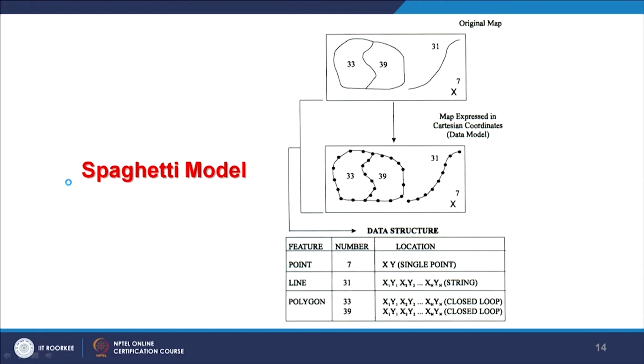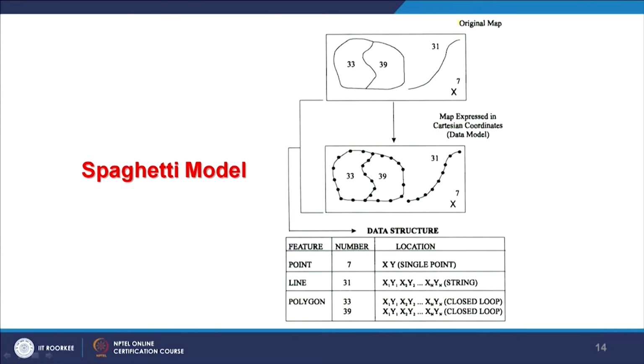So, the spaghetti model is basically a non-topological model, or we put it in the category of path topological model, because it is just line information. So, here, if this is the map which is marked as the original map, three different vector entities are present on this map. You have point data, you have line data, and you have polygons also. Now, if I store this in the computer, this is how it will be stored: you have a node for the point, you have many nodes for the line, and again you have many nodes for the polygon, except that the begin node and end node are the same.